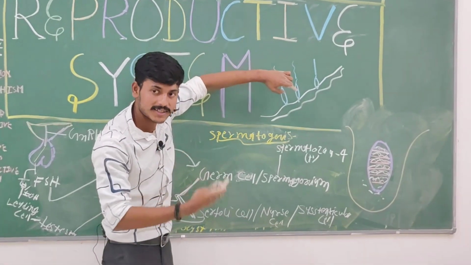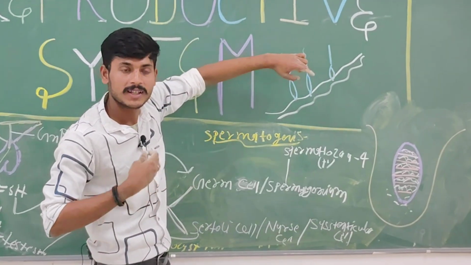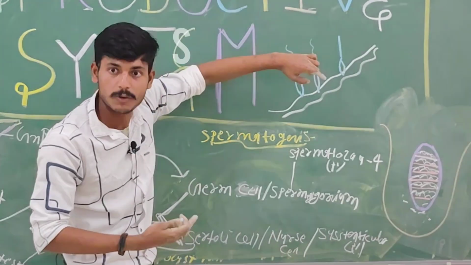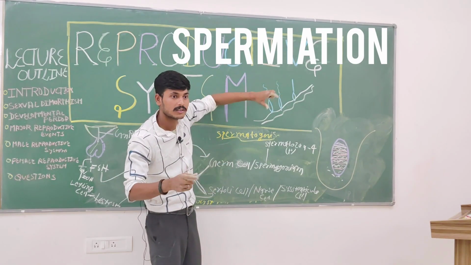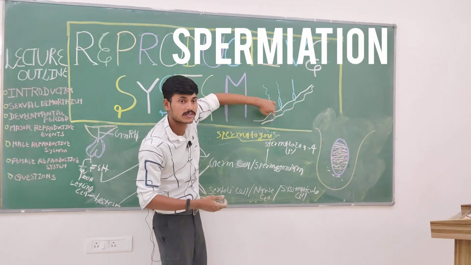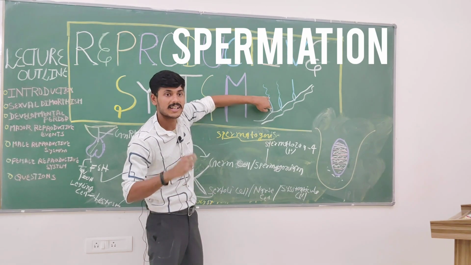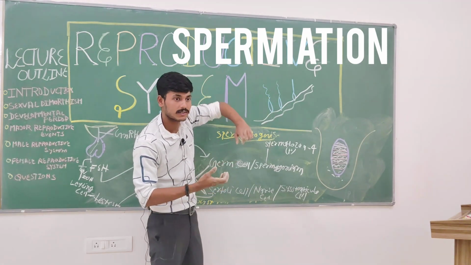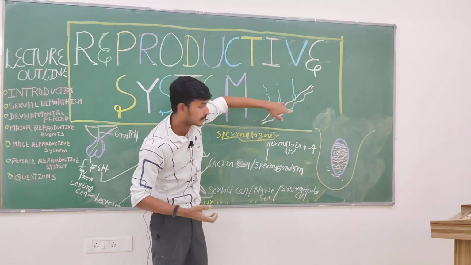Once they cross the primary spermatocyte and secondary spermatocyte stages, then comes the spermatid. Are you able to understand? Then there is a release of the spermatid. This process is called spermiation: the release of the spermatid from the Sertoli cell.